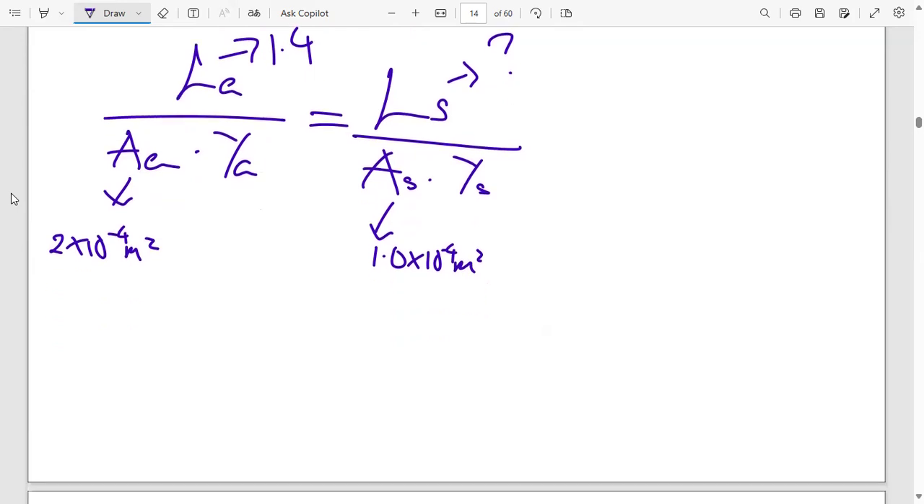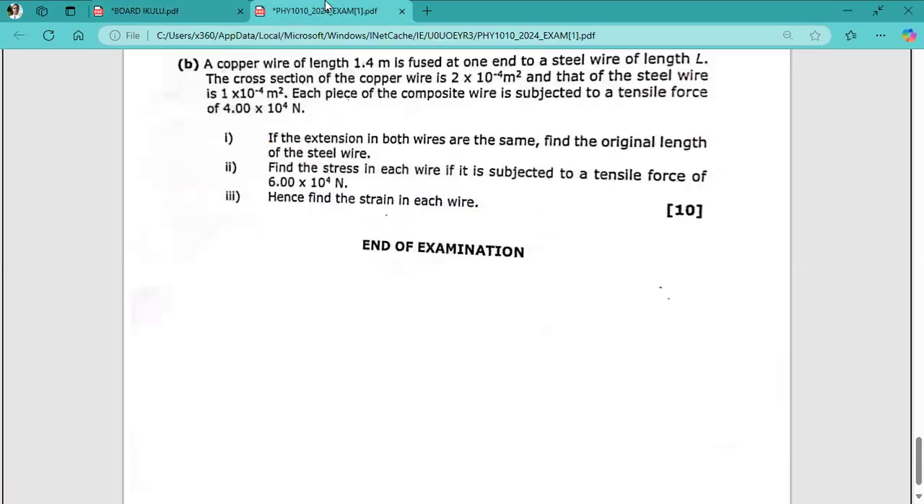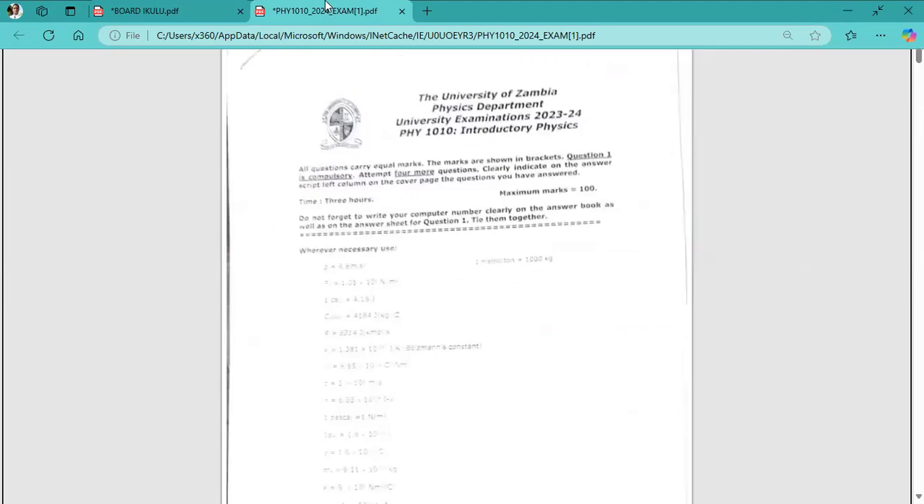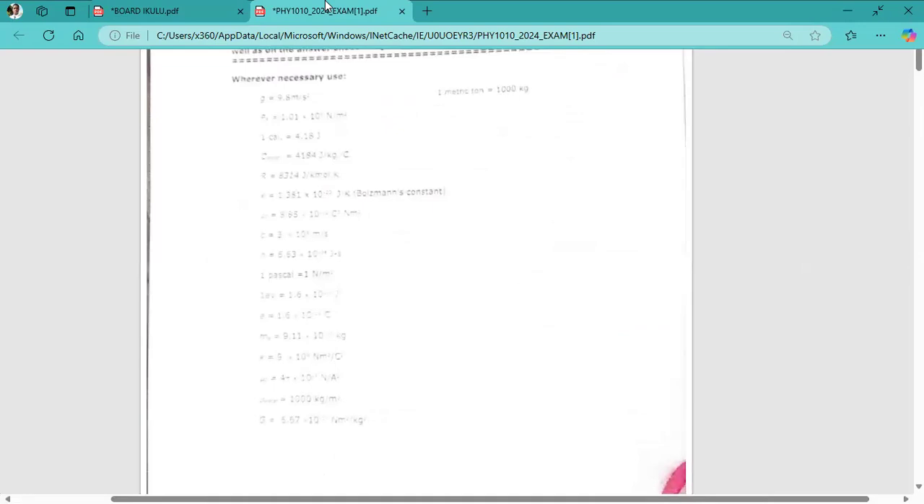So from here now, what can we do? What are the values of Young's modulus for copper and steel? These have to be given on the first page of the paper. Now this paper is rubbed and blurry. I don't think we can even see what's there. Yeah, I can't see, to be honest. I can't see anything.